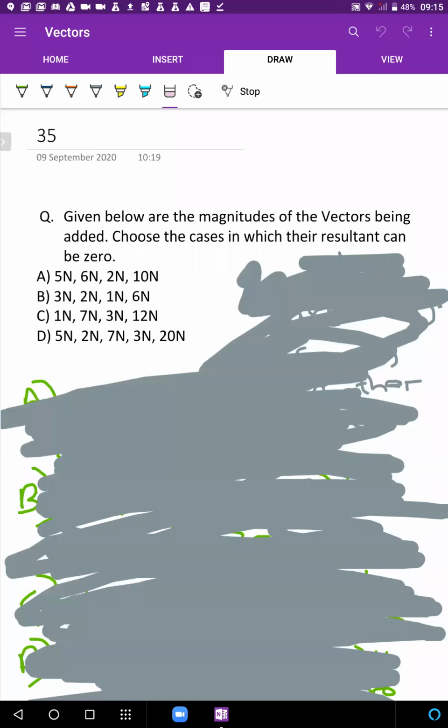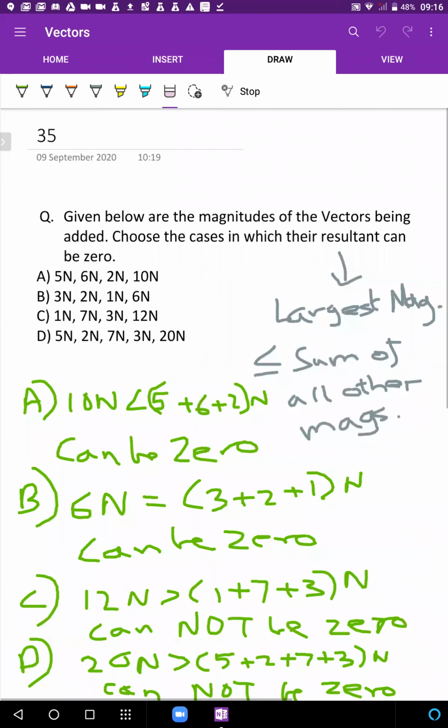So A and B are correct. C and D are incorrect. ठीक है? We are not saying कि resultant will be zero, because the actual resultant depends on the direction of the vectors. सिर्फ magnitude देख के we can't say कि सबका addition zero होगा या नहीं होगा.